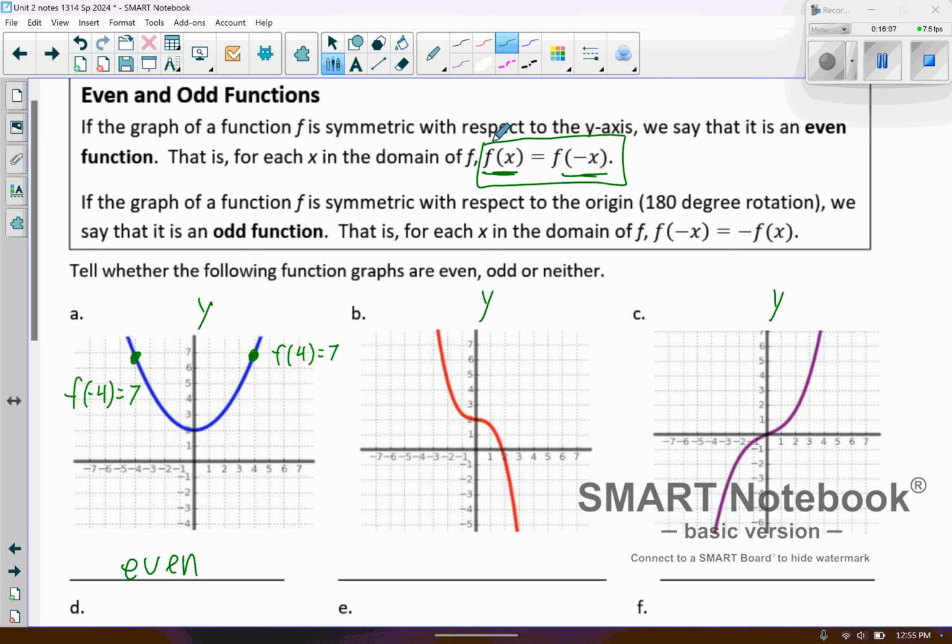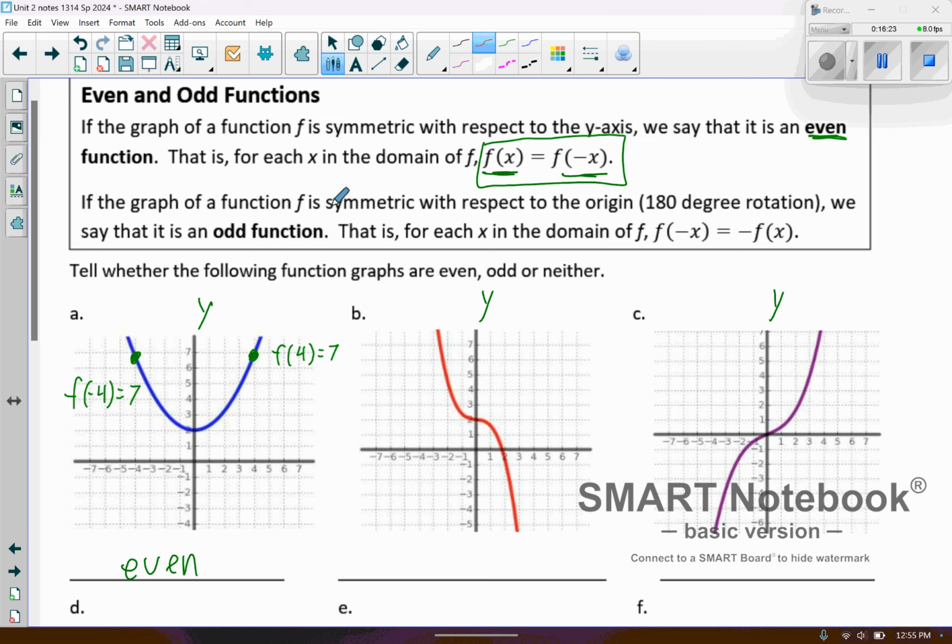Okay, so we've talked about even functions. There's actually another type called odd. So this is for even. Even's kind of easy to remember. They're the same, whether it's f of x or f of negative x. The next one we're going to look at is called an odd function.